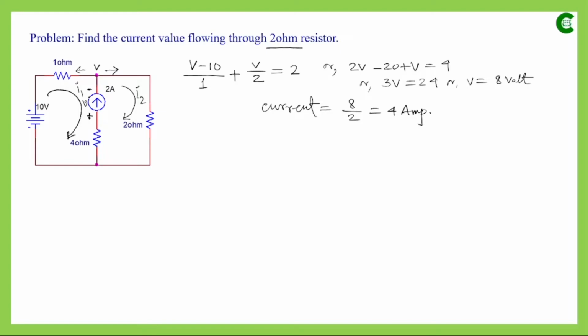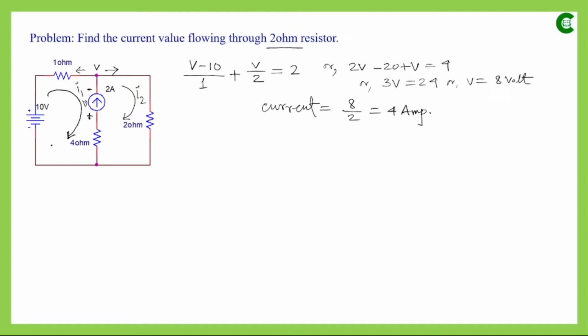If we assume the polarity of this voltage value opposite, then finally we will get the same equation and same result out of this circuit.